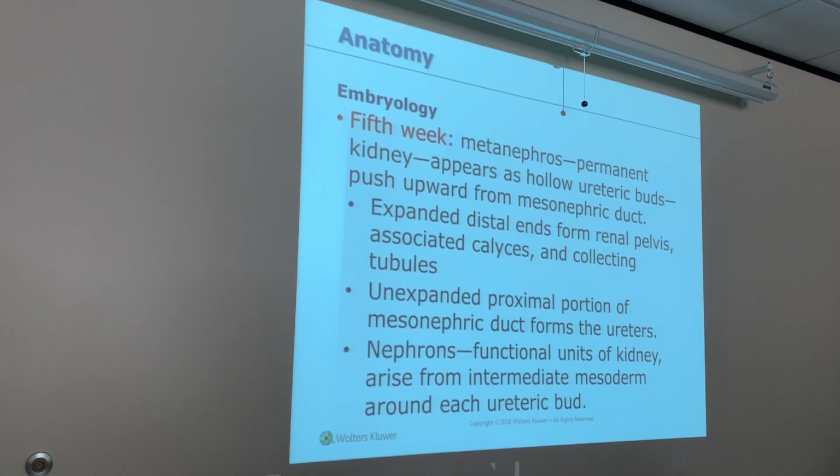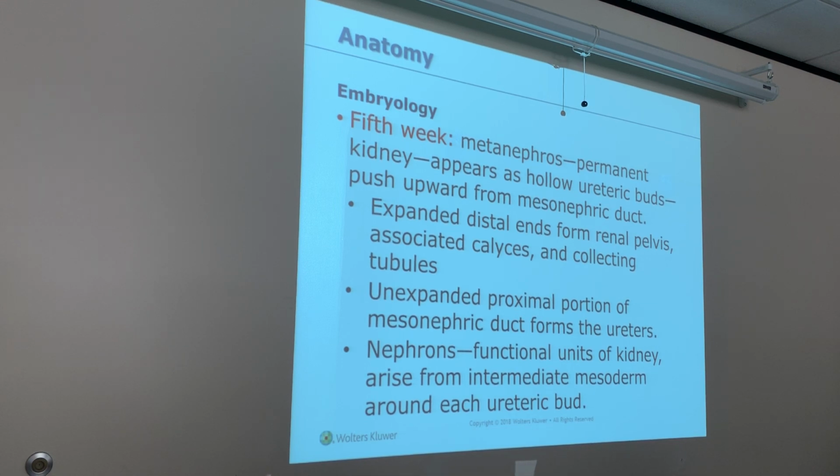The fifth week, that's when the metanephros take place. Those are our permanent kidneys that will carry us through the rest of our life. Up near the pelvis, it is expanded. It gives rise to the pelvis, the calyces, and the collecting tubules. The lower end, the unexpanded proximal portion closest to the kidney, gives us our ureter.